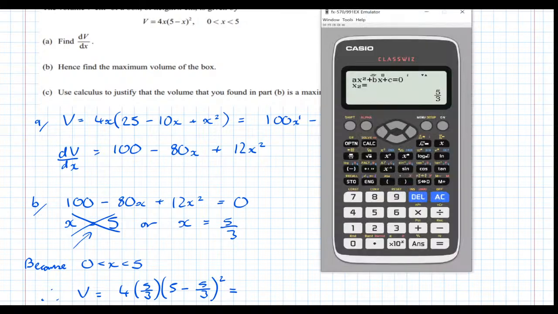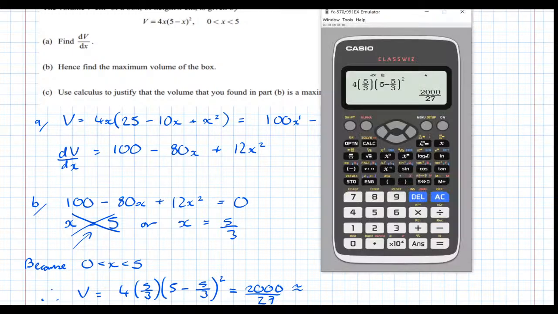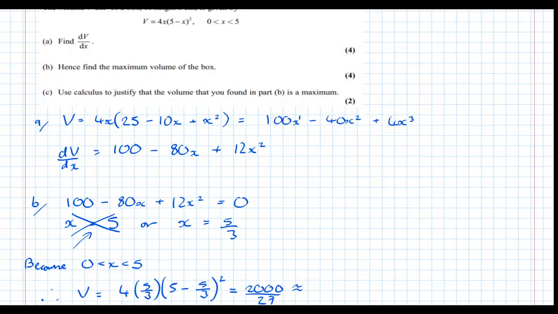So putting that in the calculator, 4 lots of 5/3, 5 minus 5/3, squared, equals 2000 over 27. Because it's a practical problem and it didn't ask for an exact value, probably should give a more user-friendly answer as well. Let's go for 74.07. Like that.